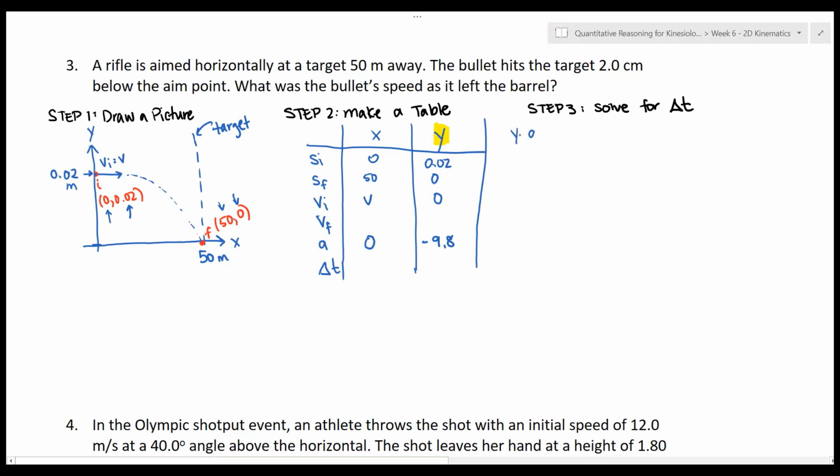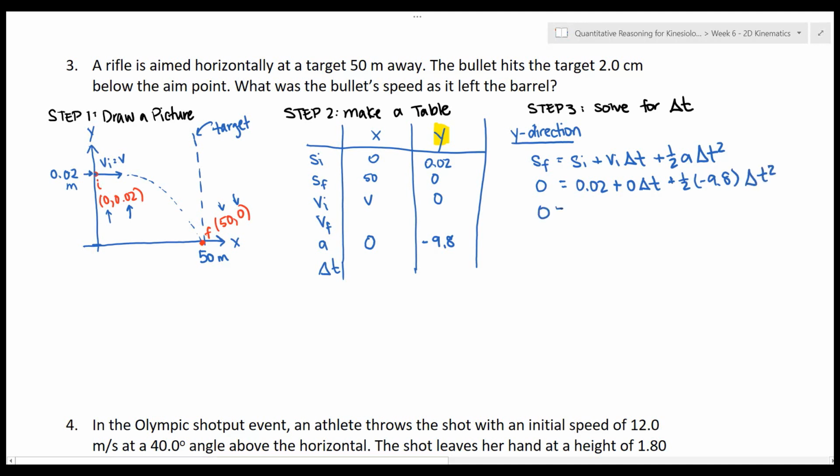So in the y direction, we're only looking at the variables that are in the y column. So again, we don't know v final. We're not looking for v final, so we're going to use the equation that doesn't have v final in it. So that's s final equals s initial plus v initial delta t plus 1/2 a delta t squared. Let's plug in everything that we know. S final is 0, S initial is 0.02, V initial is 0, delta t we don't know, plus 1/2 a is negative 9.8, delta t squared.